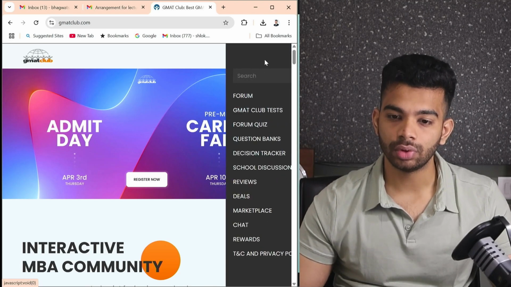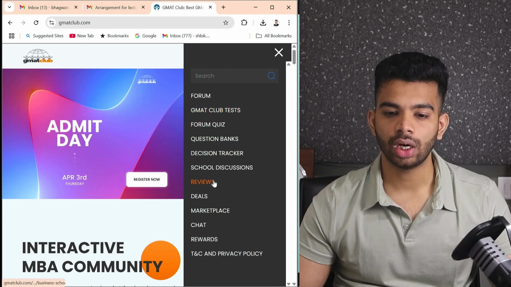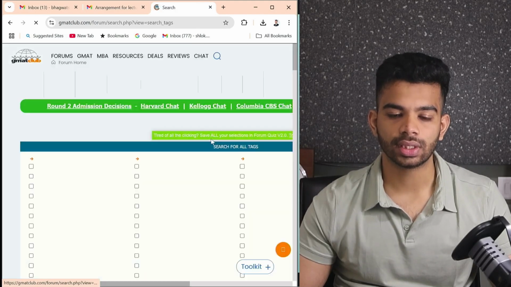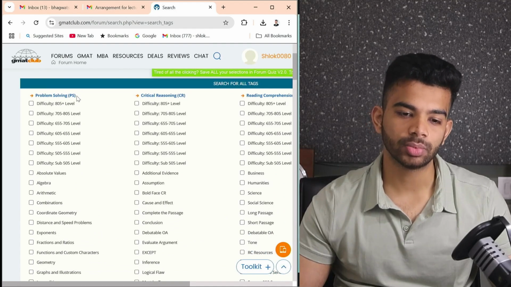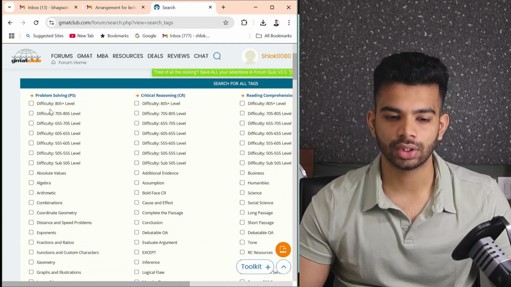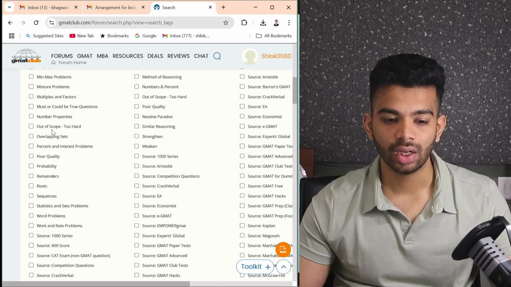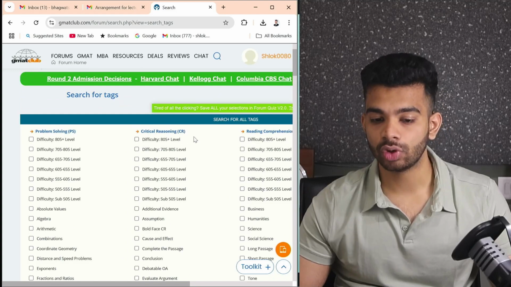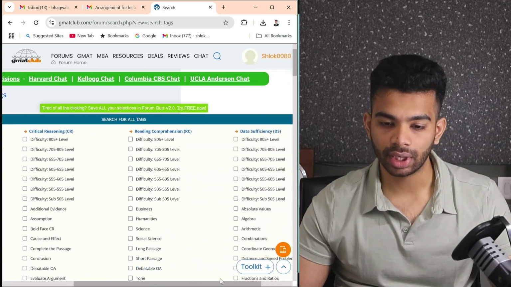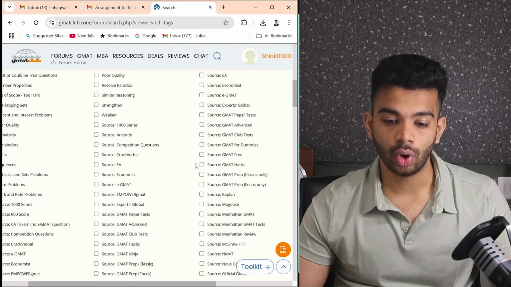So if you click on the hamburger menu over here, you can see the question bank. Where is the question bank? The question bank is right here. Once you go to the question bank, you see problem solving. Problem solving essentially means your quant section. Problem solving, you can select the difficulty level, you can select what particular topic you want the questions to be from. Same goes for the critical reasoning, the reading comprehension sections, data sufficiency, and so on.